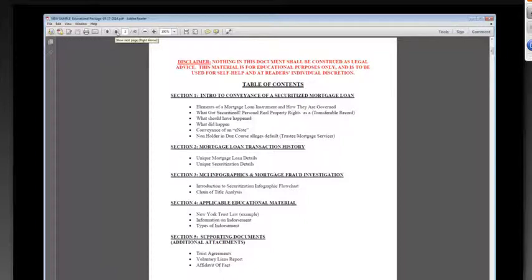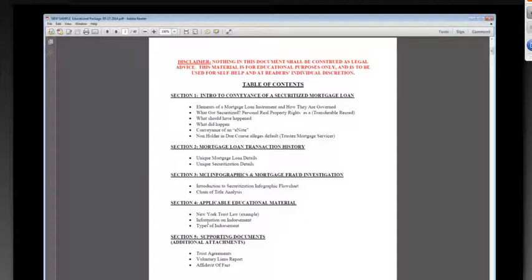Section 1 says, Intro to Conveyance of a Securitized Mortgage Loan. So we go into elements of a mortgage loan instrument. What got securitized? Talk about personal real property rights as a transferable record. What should have happened? What did happen? Conveyance of an e-note. Non-holder in due course alleges default. Again, this is information which is written in layman's terms and legalese.